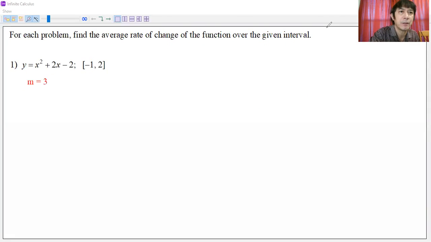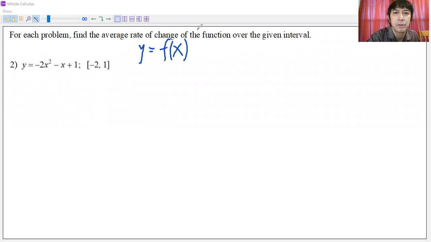Let's have the next problem. Here's the next problem. The same instruction: find the average rate of change of the function over the given interval. So we shall use the function y, and we shall denote it y is equal to f of x is equal to -2x squared minus x plus 1. The interval is here from -2 to 1.